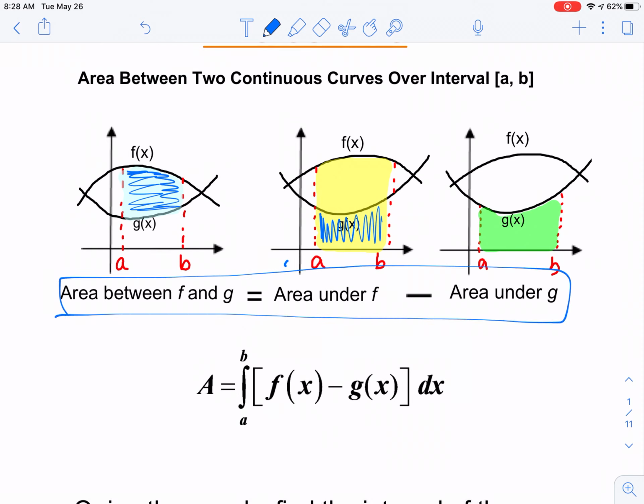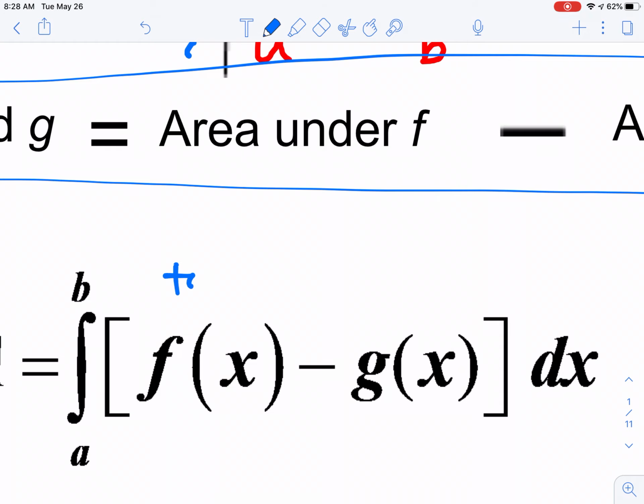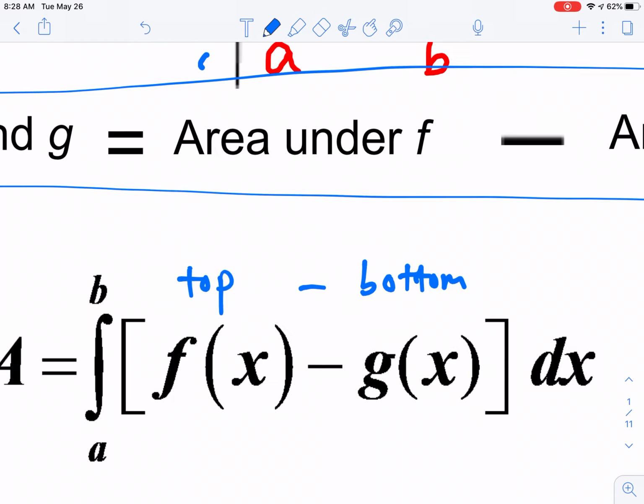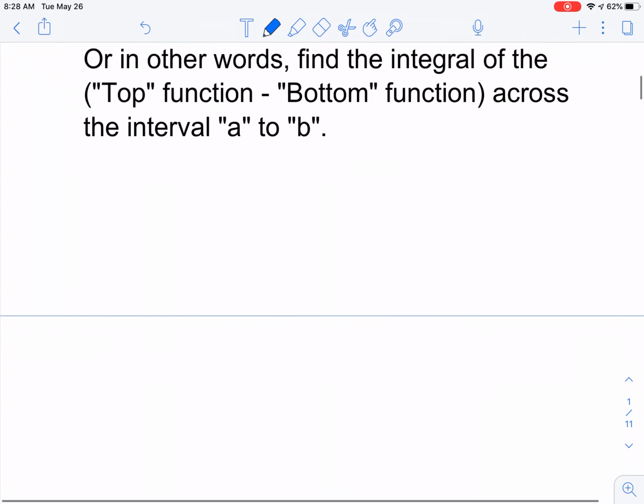So you could set that up with an integral. The integral is just the top curve minus the bottom. The top is f of x in our example. The bottom is g of x. You set up the integral from a to b. You subtract the two functions within the integral, and then you integrate it. And that will give you the area between them. Very simple. Very intuitive.